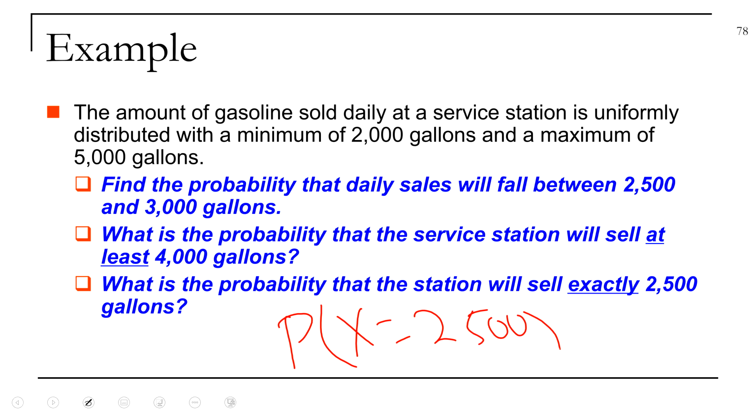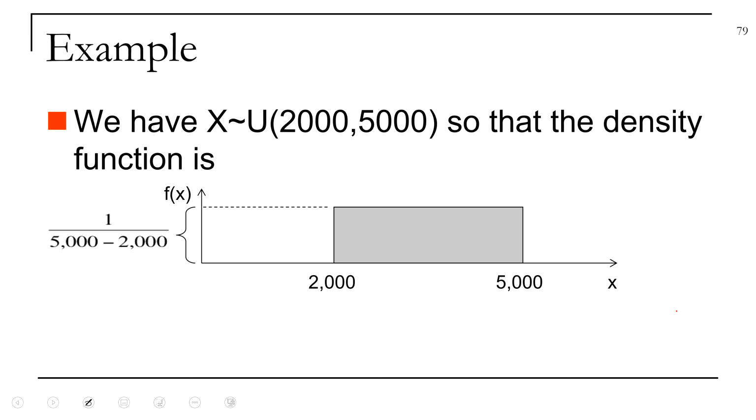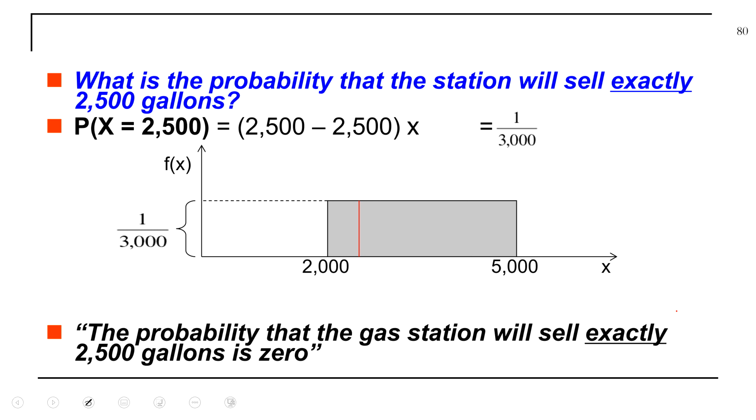Sounds bizarre because you think, yeah, they could sell 2,500, but if you assume it's a continuous random variable, you have to say that's 0. There's no way you can sell exactly 2,500. The random variable is on the interval 2,000 to 5,000, so it looks like this. The height's got to be 1 over that. So we know what the density looks like. We're doing the last one first, just to show you via math. It's literally going to be height times length, and the length is 0, so you're going to get 0. And so it's going to be 2,500 minus 2,500 times 1 over 3,000. This is length, this is height, and you get 0.